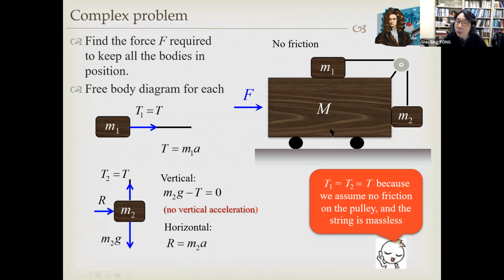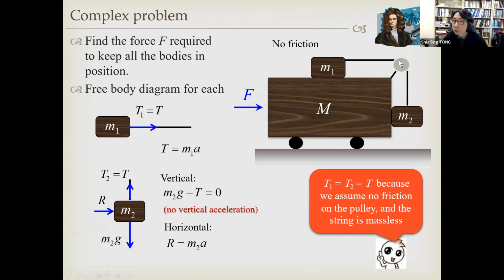Now let's just handle a simple problem. It's not quite simple, but it's quite interesting. I think we have a trolley. The mass of the trolley is capital M. And now I have a horizontal force pushing the trolley, making it accelerate forward. Okay, but on the top of the trolley, there is a mass M1. And the mass M1 is free to slide over the top surface of the trolley without friction.